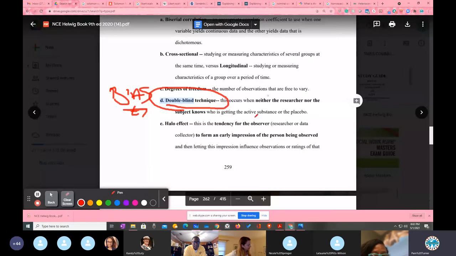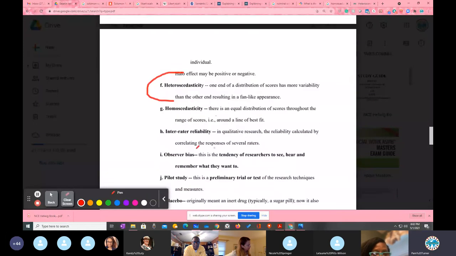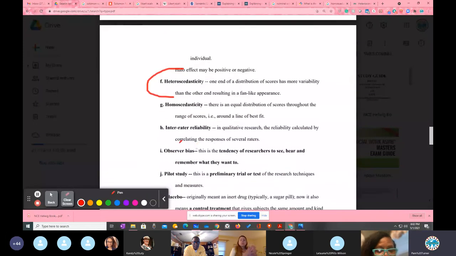Okay, we'll talk about the halo effect. We talk about hetero and homodacity. Inter-rater reliability. I need inter-rater reliability when I have a subjective assessment. We touched on this last week of assessments. Remember the Rorschach, the black and white faces and the ink blots? I think I talked about the Dancing with the Stars or the Olympics, right?